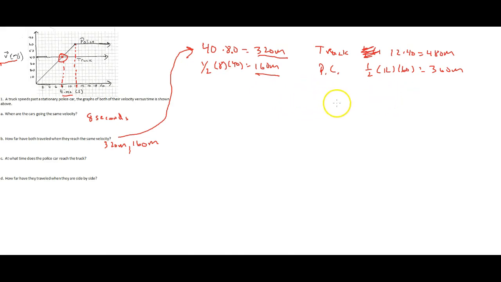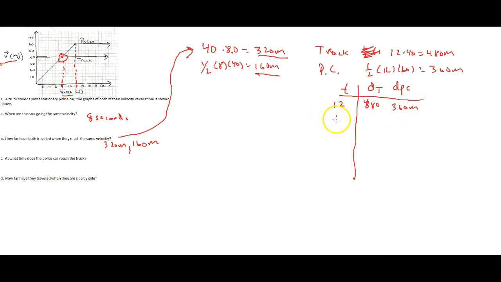So if I were to set up a distance time graph, and I just graph a time chart, so we have distance of the truck, distance of the police car, we would know, starting at 12 seconds, the truck is now going 40 meters every second. So first of all, the truck is at 480 meters. And the police car at that point is at 360.